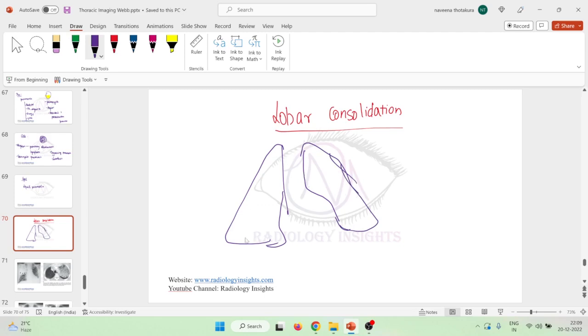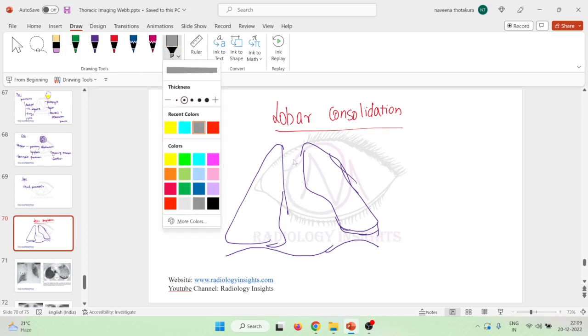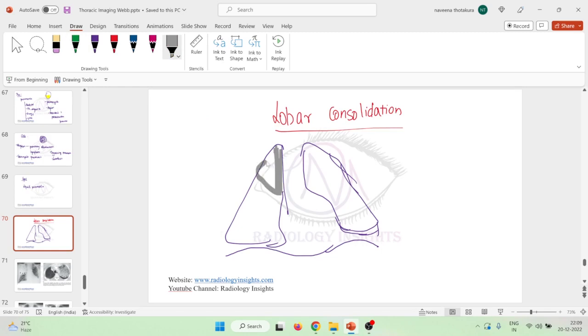So, if you see, this is the right lung, this is the left lung, this is the heart, this is the right dome of diaphragm, this is the left dome of diaphragm, and this is the heart here. Now, if the consolidation involves the entire lobe, either the upper lobe, middle lobe, or lower lobe, then we call it lobar consolidation. So here, the consolidation is involving one lobe or more than one lobe.